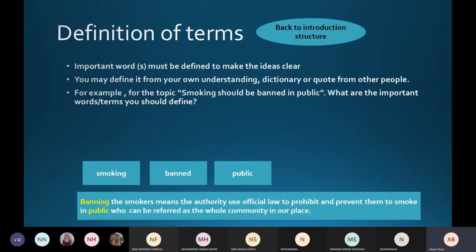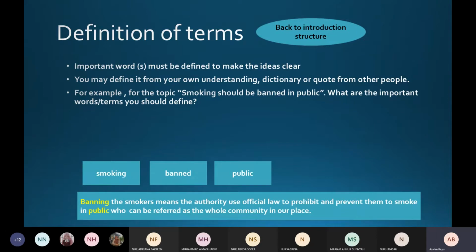Public tu apa? Public tu adalah community lah. Public tu maksudnya orang awam. So you tak boleh merokok tempat-tempat awam lah, macam contoh restaurant, maybe park ataupun mosque, hospital, school is considered as public. Alright. So definition of term, you kena pandai pilih words yang perlu di-explain secara lebih clear.